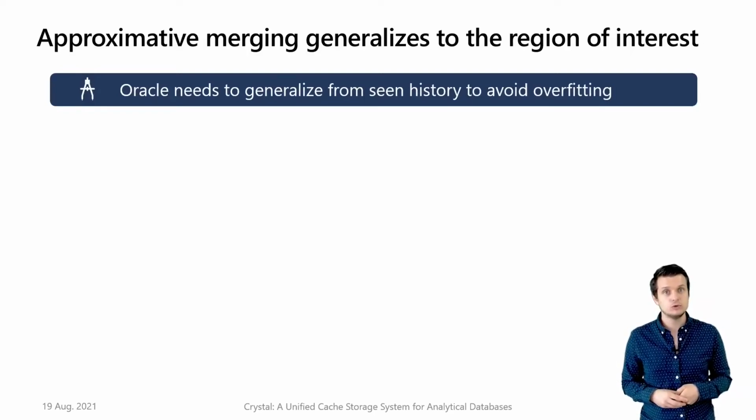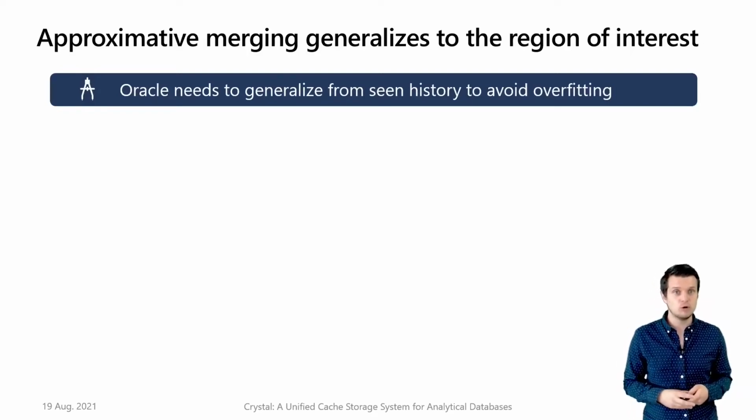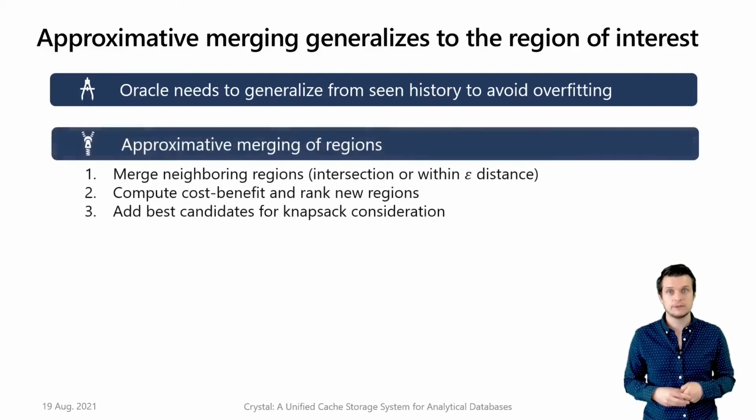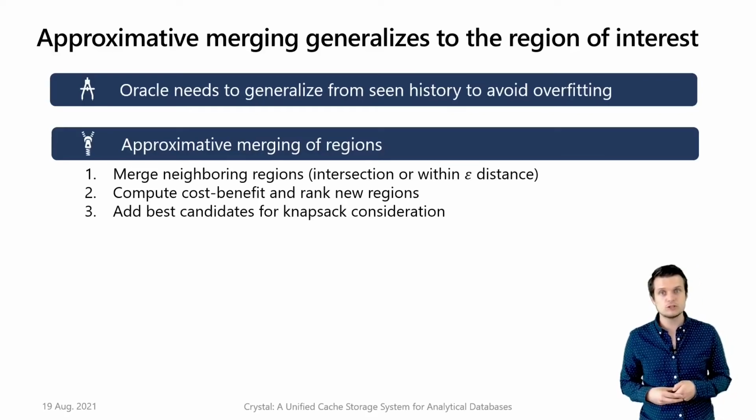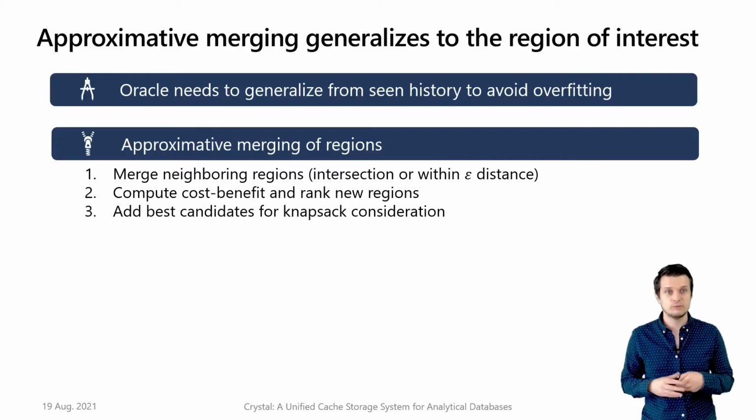Our oracle uses the history elements for both generating the regions to cache, but also to calculate the benefit. That's why it's possible that we might overfit. Therefore, we developed the approximative merging of regions. There, we merge neighboring regions either as an intersection or within an epsilon distance. Then, we compute the cost-benefit and rank these new regions. And lastly, we add the best candidates again back to the knapsack algorithm, which then computes the new cached items.